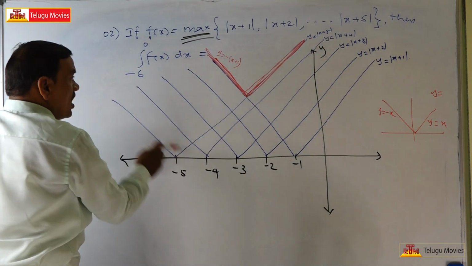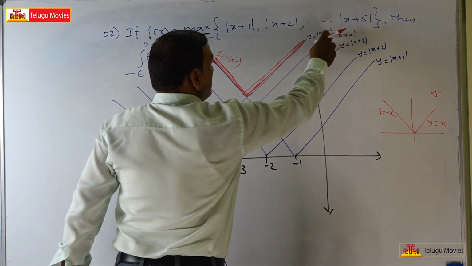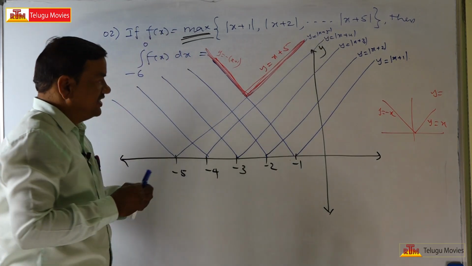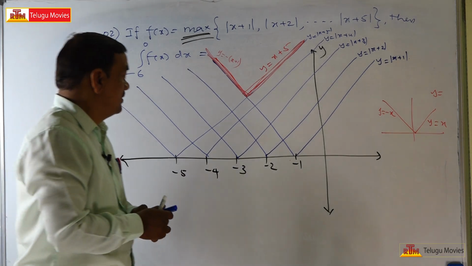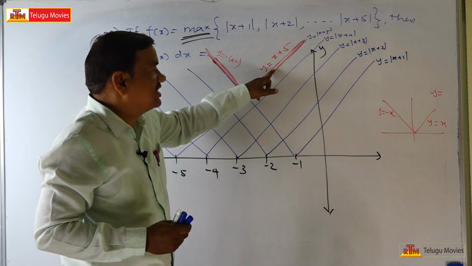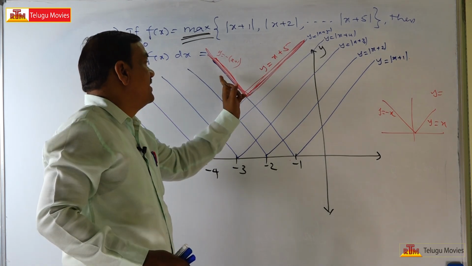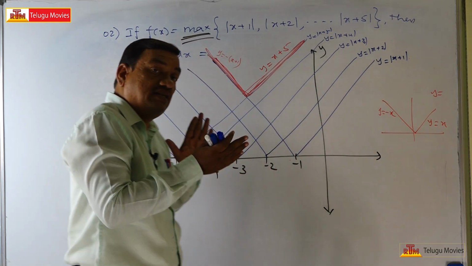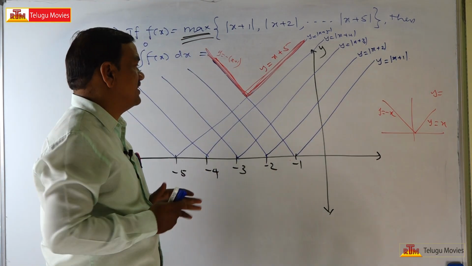This graph belongs to y is equal to x plus 5. Of course, it is the right side. There are two branches. This branch is the right side of y is equal to modulus of x plus 5, that's why y is equal to x plus 5. This branch is y is equal to modulus of x plus 5, but it's the left side, that's why minus of x plus 1.